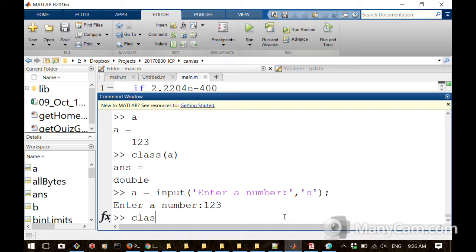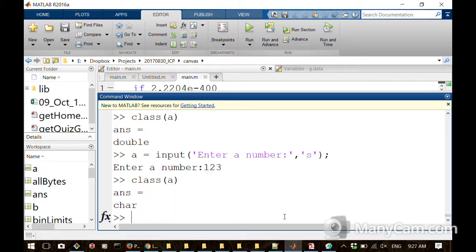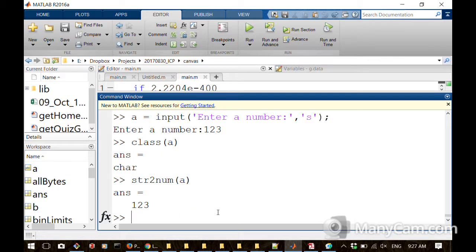So now let's check the class of A: character, right? Which is cool. Because sometimes you don't know what type of information you're getting as input from the user, so you just get it all as a string, and then you can convert it to anything you want. So I can use str2num. What does this do? It converts the string to a number, right?